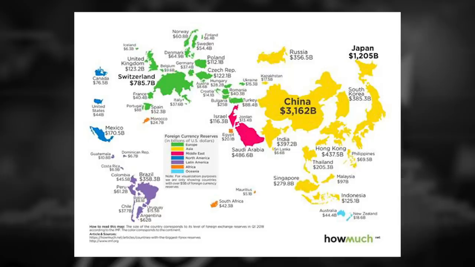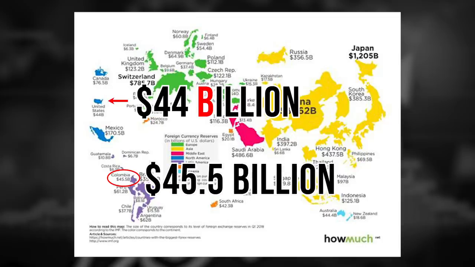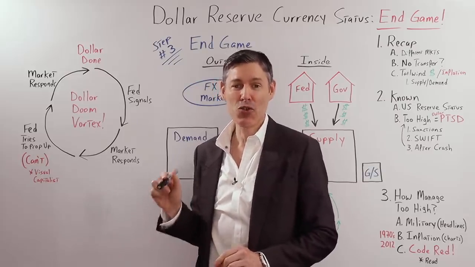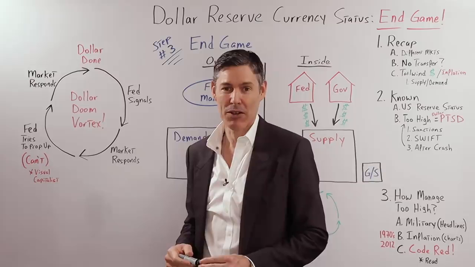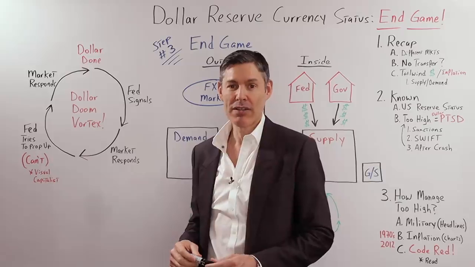Editor, go ahead and throw up the chart from the Visual Capitalist. You'll see that many countries have hundreds of billions of dollars, if not trillions, in FX reserves. The United States only has 44 billion. That's 44 billion with a B. Colombia, the country I'm in right now, has more FX reserves than the United States. The bottom line is that is a drop in the bucket compared to the trillions and trillions of dollars that exist in and outside of the United States. There is no way they have any ammunition to defend the currency.